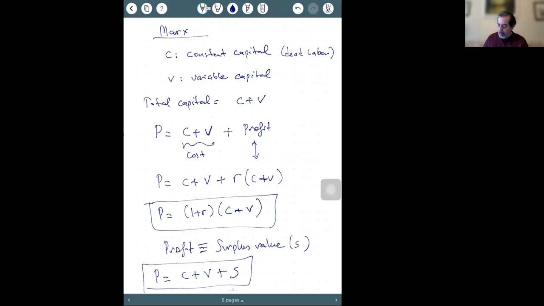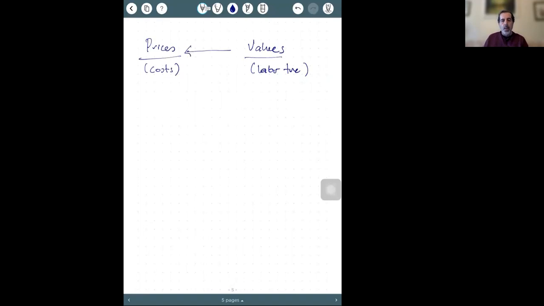Okay, on the other hand, we have this particular problem of the transition from values to prices. Values, labor time. Prices are, again, expressed in terms of labor time, but they are different from labor time, conceptually speaking, of course. These are prices, right? Prices of production, cost prices, we are talking about. So basically, how can we switch from or transform values into prices? Transformation problem is this.